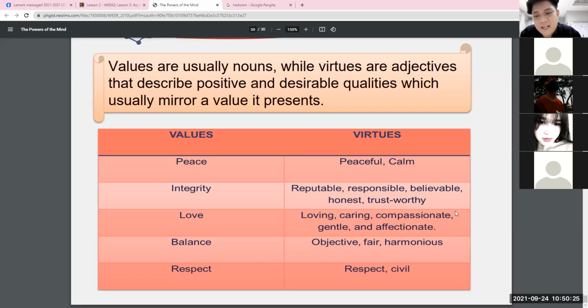Okay, in love, you're caring, compassionate, gentle, affectionate. So those are the different values and virtues that you want to carry on in yourself and you want also to develop. Okay, so that sums up our discussion for today. So hopefully, meron kayong improvements or naintindihan niyo yung ating lessons.